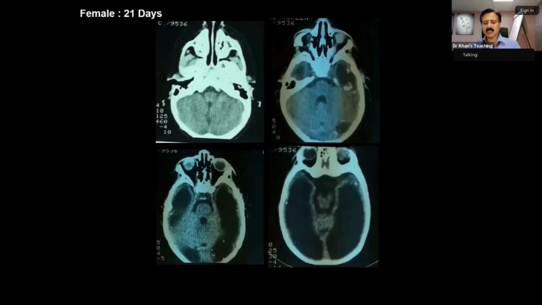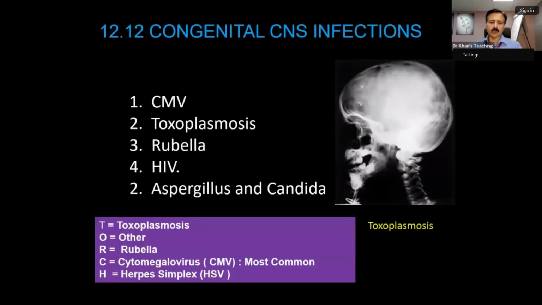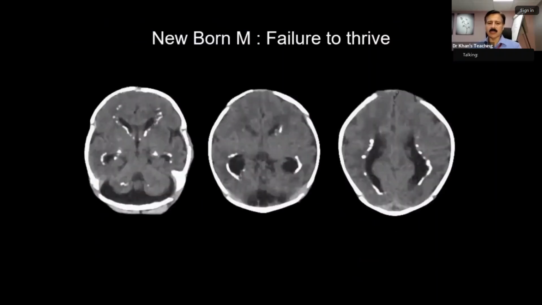Excellent. So this is one of the stigmata of what we call TORCH infections, which include toxoplasmosis, others, rubella, CMV, the most common, and herpes simplex. Key exam finding is that these are infections which pass into the fetus through the placenta. Now, the key finding is that most of these will have subependymal calcifications.